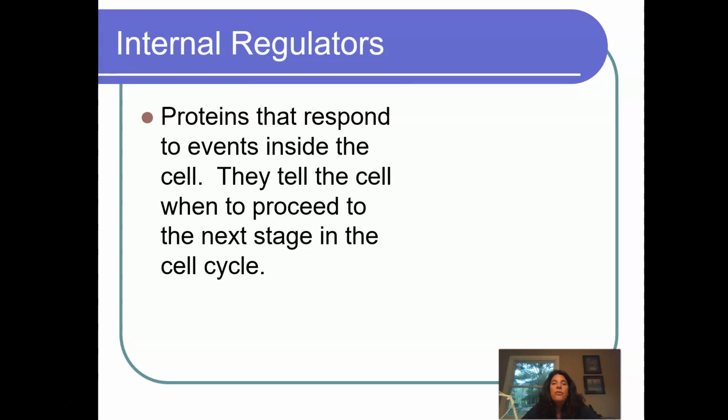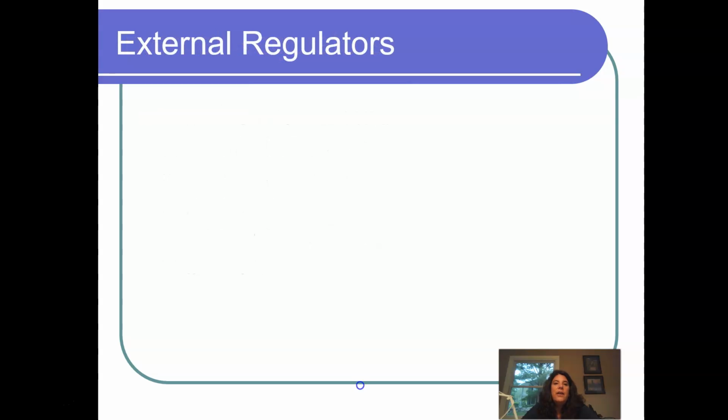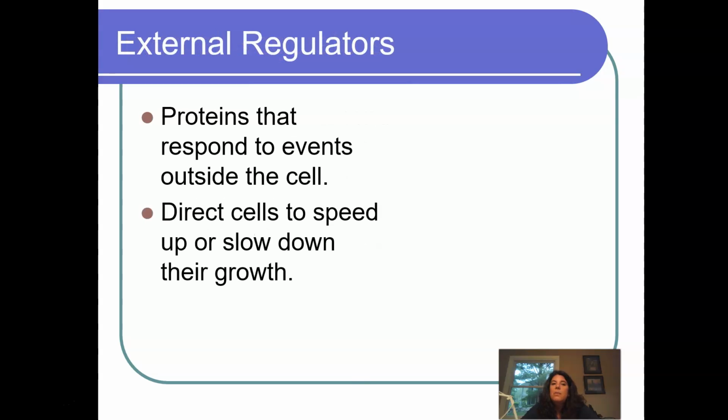So for instance, when you go from the S phase to G2, these internal regulators are basically going to proofread that DNA, make sure everything looks good before they will tell the cell that it can go into that G2 stage. External regulators are proteins that respond to events outside of the cell.